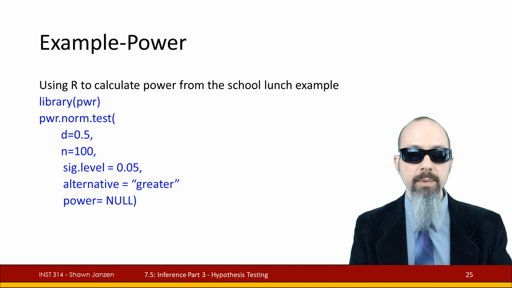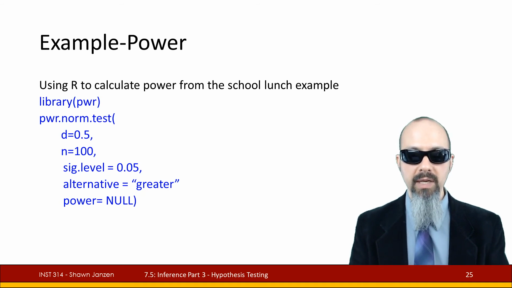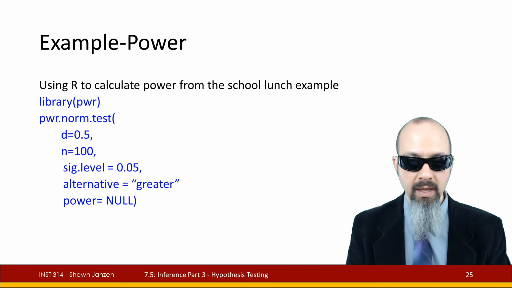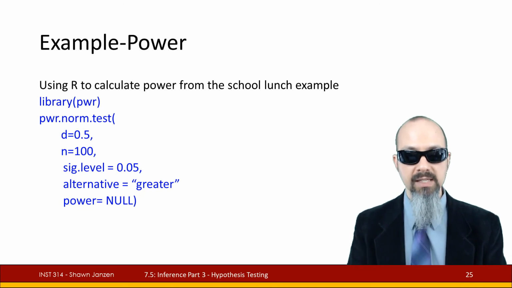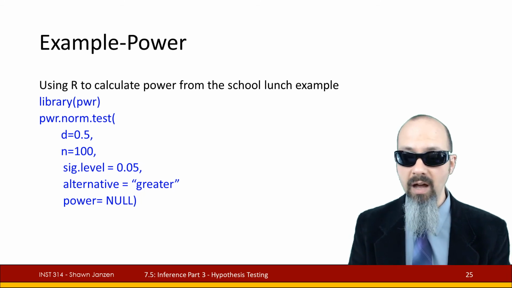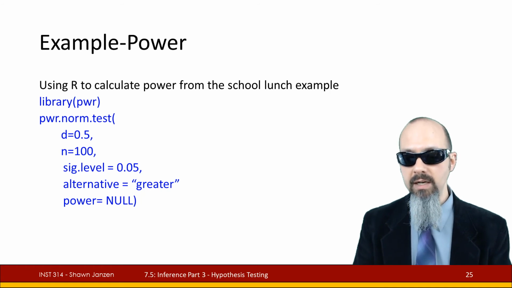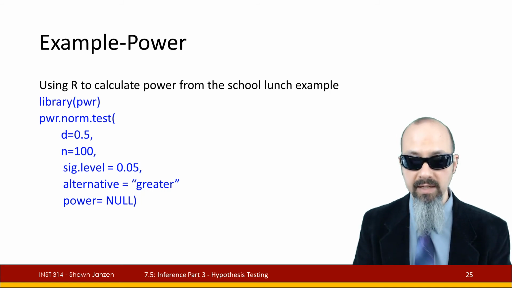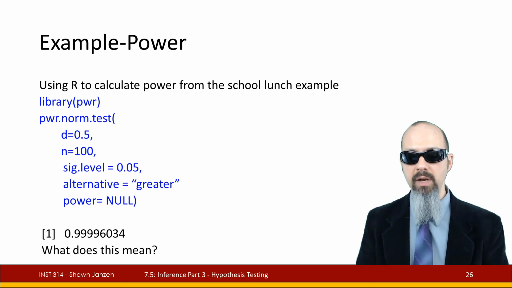We're going to use the pwr library where our power tests are called, and the function we're going to use is pwr.norm.test. Inside there, we specify the same effect size as we had before. So if I want an effect of 0.5, a sample size of 100, a sig level, which is my alpha, of 0.05, I'm going to indicate I want greater, which is what I need to use for a one-tail upper test. And then I'm going to leave null as my power. I'll run that, and it tells me that I have a power of 0.9999.